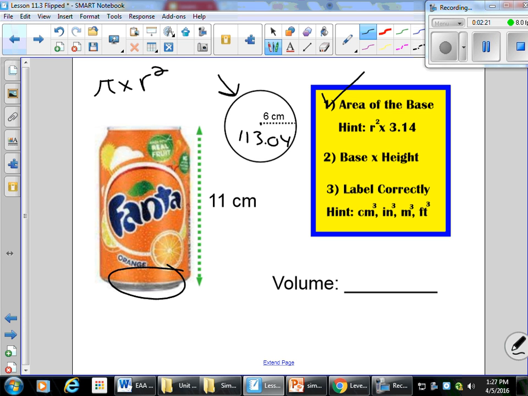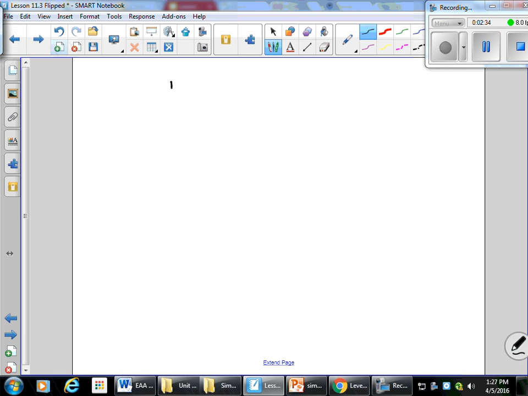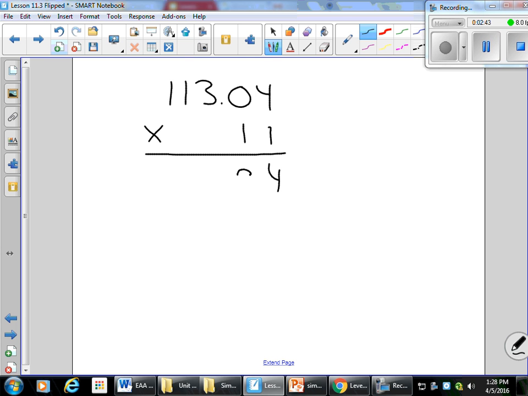First check. Second one, I'm going to multiply my base times my height. My height is 11. So I'm going to multiply 113.04 times 11. You're right, there's going to be a lot of multiplication tomorrow. 4 times 1 is 4. 1 times 0 is 0. 1 times 3 is 3. 1 times 1 is 1. 1 times 1 is 1. A place value holder. Cross off the 1.